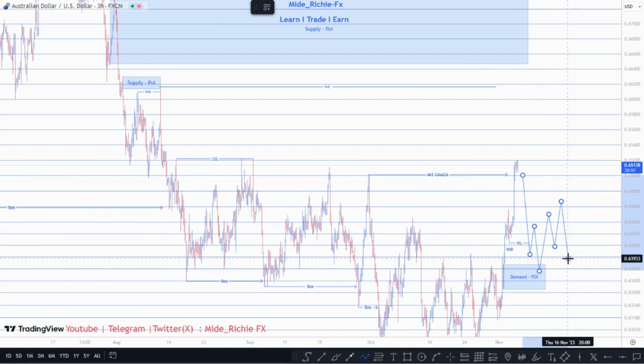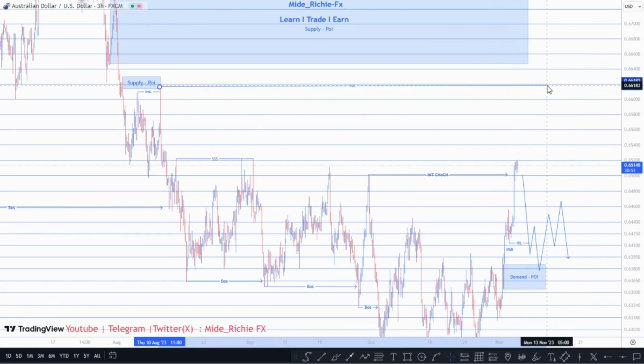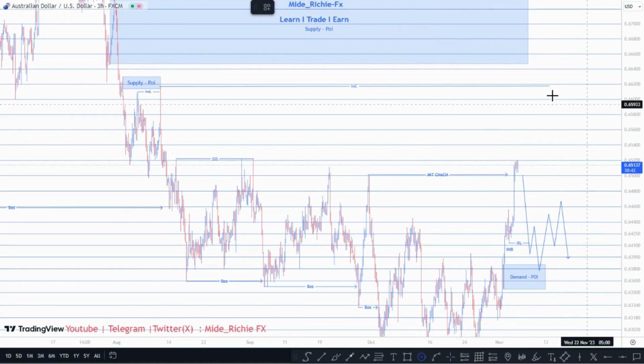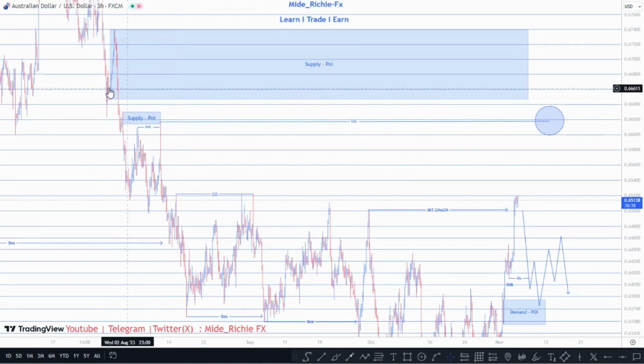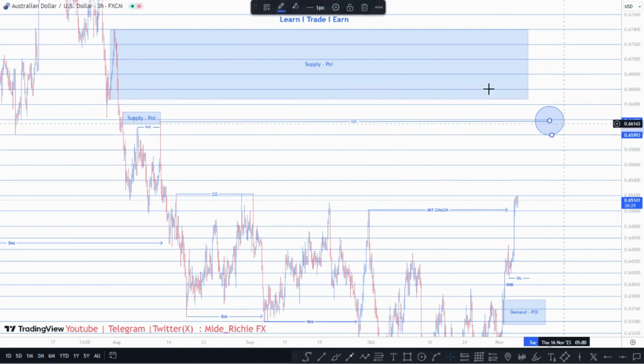I'll be looking to go long here, and I'll be taking profit at the inducement of the supply zone, which will be somewhere around here, because it is inducement for the supply zone. So the market will take out the inducement for the mitigation of the supply. So I think I'll be taking profit before the market mitigates the supply, because we can't see anything after that.